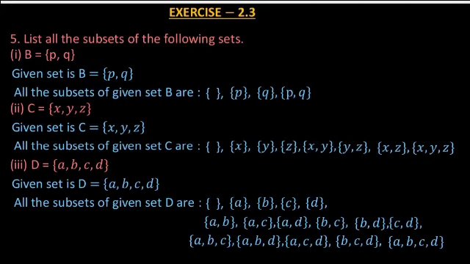What is the first question? Given that B is equal to set of P comma Q. In the previous session, I told what is the formula to get the subsets of the given sets. So there are two elements. So what is the formula for finding the subsets of the given set? The formula is 2 power n. N is the number of elements.